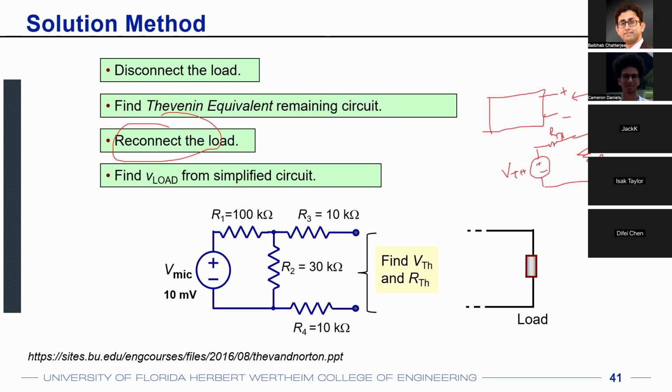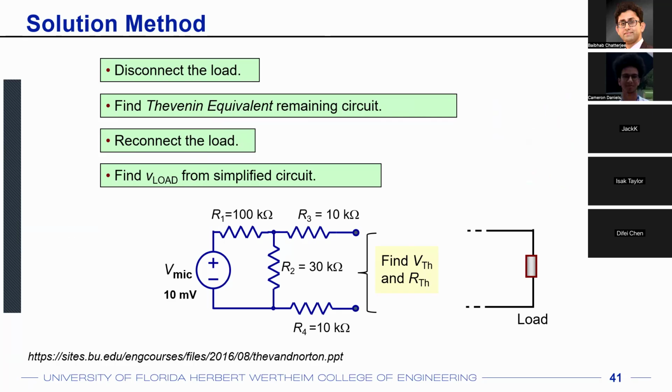So this is RL. Now you again have a very simple circuit: a Thevenin equivalent voltage, and then a voltage division between the R Thevenin and RL. Eventually you want to find out the voltage developed across RL. That's your job, and that's what we are going to do using the Thevenin equivalent circuit for this microphone network.